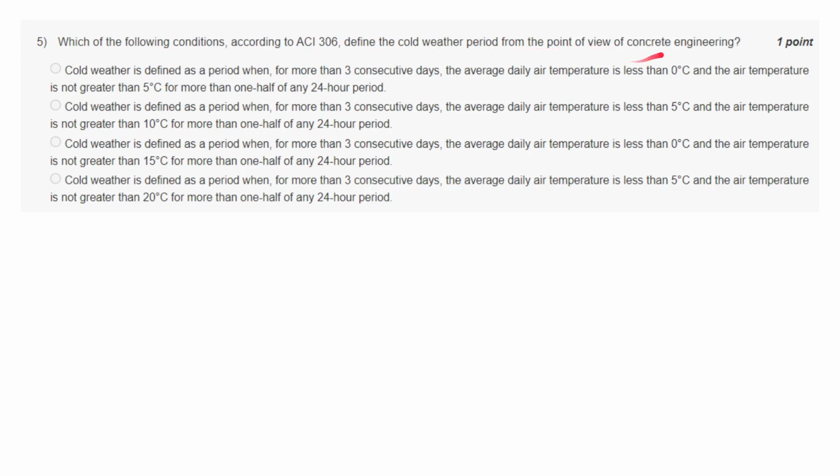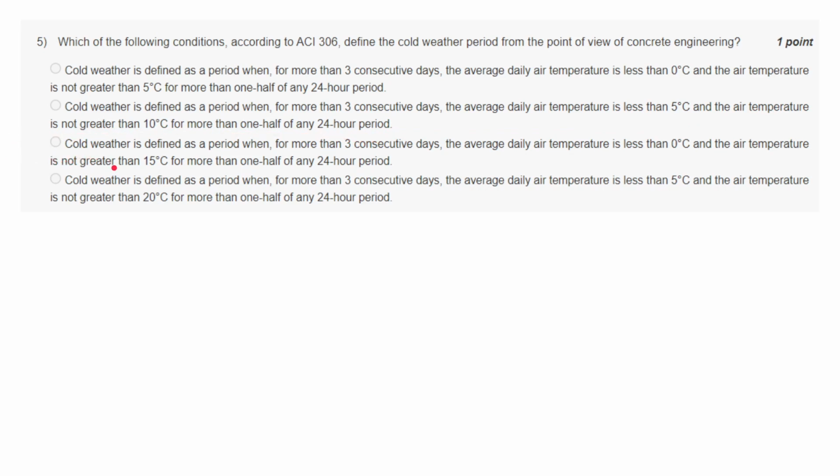So next, fifth question, which of the following conditions according to ACI 306 define the cold weather period from the point of view of concrete engineering? Option A: cold weather is defined as a period when for more than 3 consecutive days the average daily air temperature is less than 0 degrees centigrade and the air temperature is not greater than 5 degrees centigrade for more than one half of any 24-hour period. Second option is cold weather is defined as a period when for more than 3 consecutive days the daily air temperature average is less than 5 degrees and air temperature is not greater than 10 degrees centigrade for more than one half of any 24-hour period.